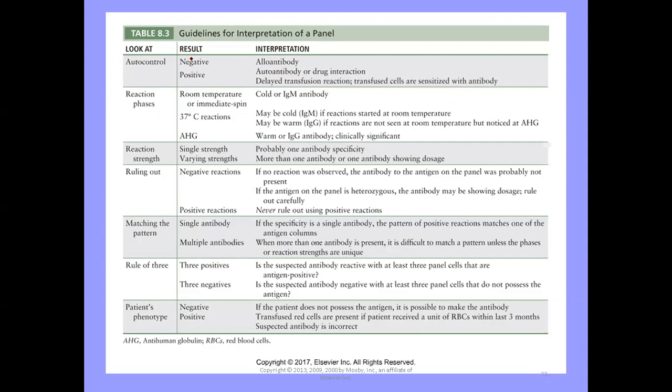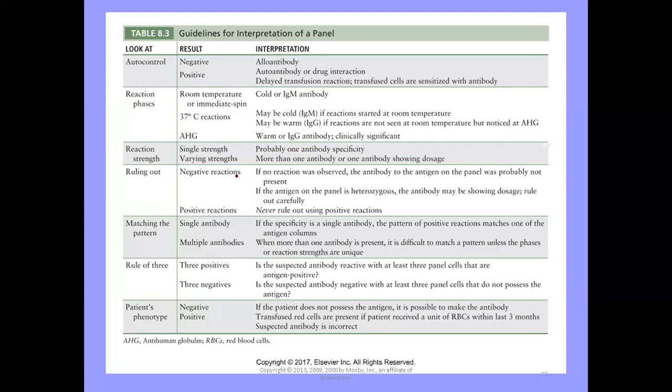We looked at reaction phases. So remember, things only reacting at room temperature or immediate spin are IgM and not clinically significant. When we see reactions at 37 degrees, it could be an IgM that's carrying through from room temperature to 37, or it could be a warm IgG, okay? And at AHG, it's a warm reacting IgG, which would be considered clinically significant. When we're looking at strengths of reaction, if there's only single strength reactions, it's probably only one antibody, not more than one. When we get varying strengths, there could be more than one antibody present, or it could be, as in our example, that the antibody is reacting more strongly with certain cells based on dosage.